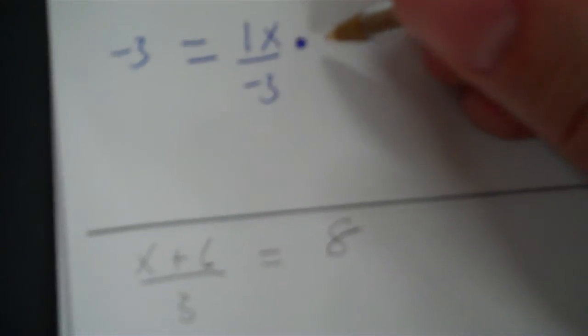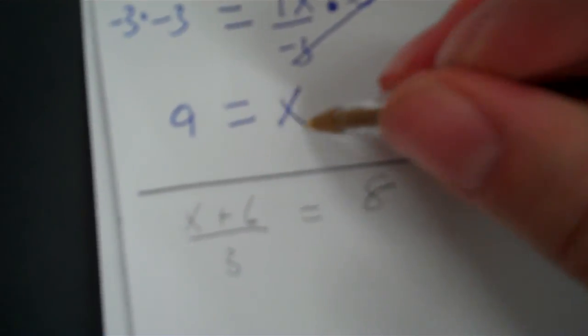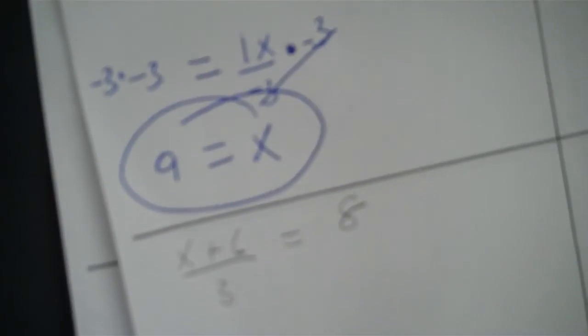and negative 9 plus 6 is going to be negative 3, and then 1x over negative 3, and then I multiply by negative 3. Okay, so this is positive 9, and those cancel. That gives me 1x, or x. Okay. I'm going to come back to this one.